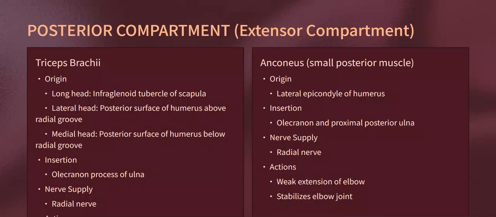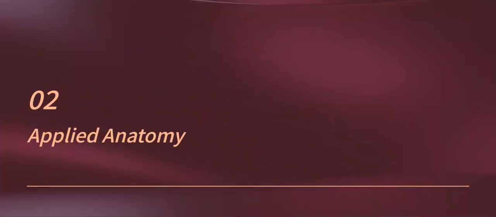2. Anconeus, a small supporting muscle. Origin: lateral epicondyle of humerus. Insertion: olecranon and proximal ulna. Nerve supply: radial nerve. Actions: weak extension of elbow. Stabilizes elbow joint. Applied anatomy, clinical correlation.